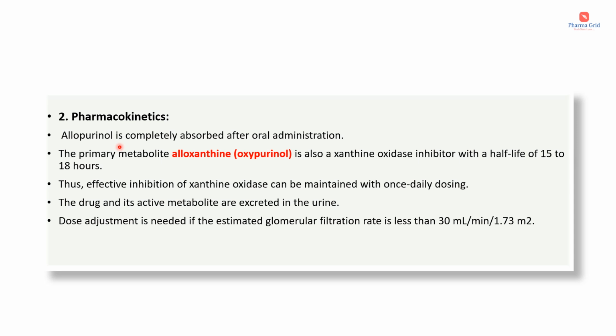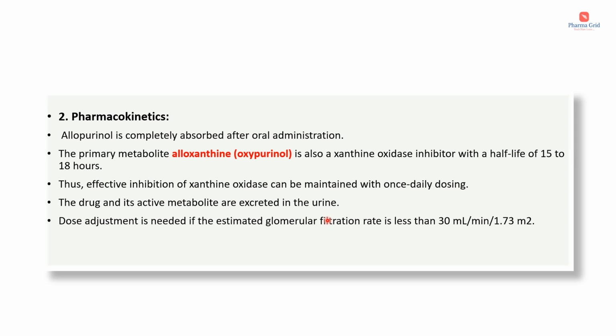Pharmacokinetics. Allopurinol is completely absorbed after oral administration. The primary metabolite of allopurinol is alloxanthine, also known as oxypurinol, which is also a xanthine oxidase inhibitor. It has a half-life of about 15 to 18 hours. Thus effective inhibition of xanthine oxidase can be maintained with once daily dosing because of the long half-life. The drug and its active metabolite are excreted in urine.